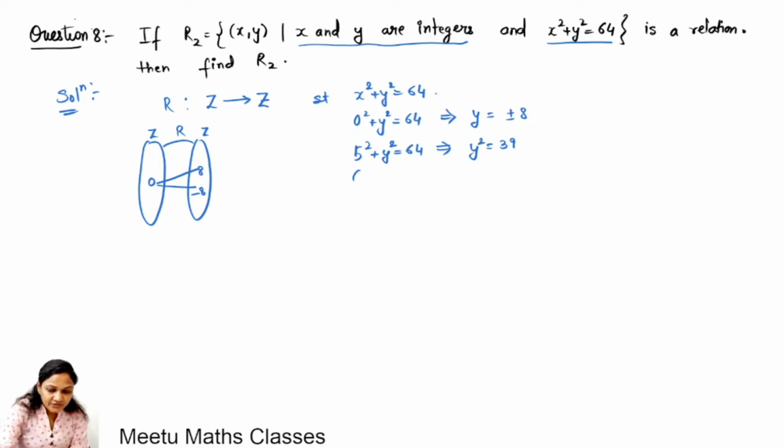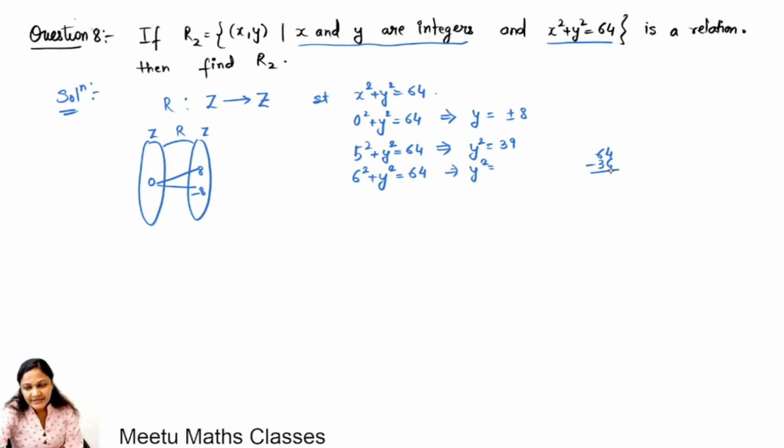Then we can try for 6. 6 square plus y square is equal to 64. Again, we are not getting any perfect square number. 64 minus 36 will be 28, which is not a perfect square number. So similarly we can try for 7, and then we can try for 8.